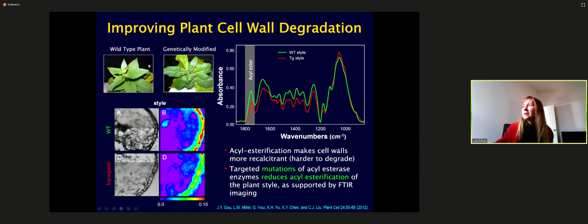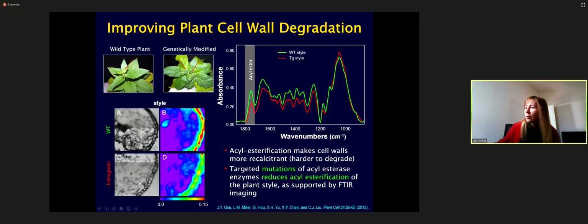And this is his wild type plant. This is tobacco, a wild type tobacco plant. He genetically modified it, and what he actually did was genetically modify the acyl ester group. If you reduce the amount of acyl groups, you can reduce acyl esterification, which is something that makes cells more recalcitrant. So if you reduce the acyl and the acyl esterification, you're going to improve the ability for it to break down. So he wanted to know if his genetic mutation actually worked, if you reduce the acyl groups, and that's what we did with the infrared microscope here.